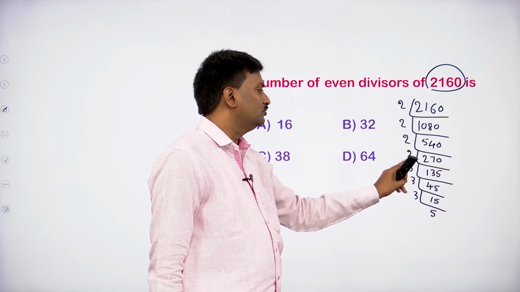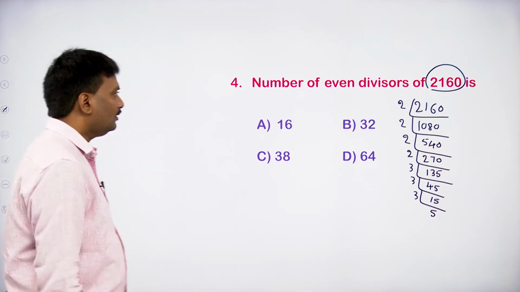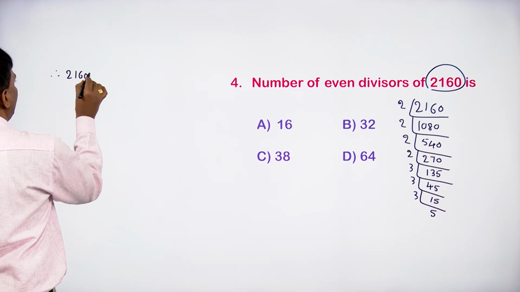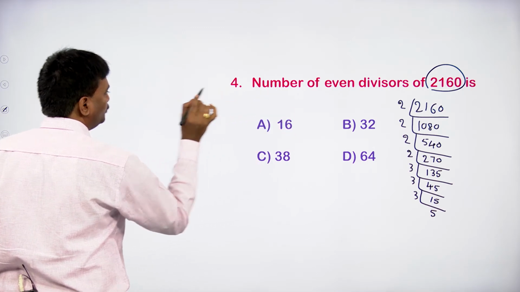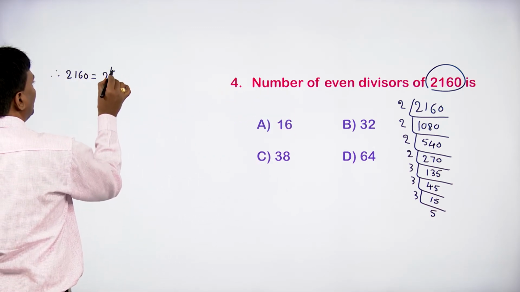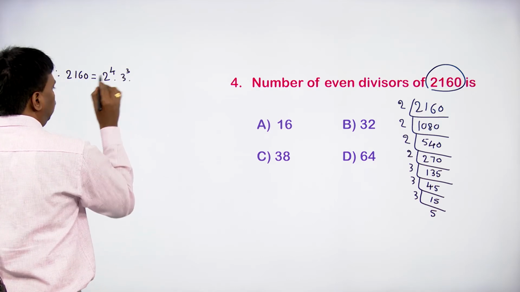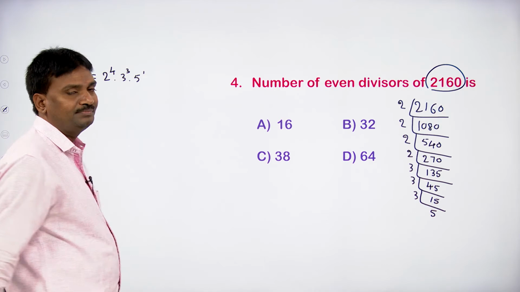2 power 4 into 3 into 3 into 3, 3 cube into 5 power 1. So therefore 2160 can be written as 2 into 2 into 2 into 2. So 4 2's are there, 2 power 4. 3 into 3 into 3, 3 3's are there, 3 cube into 5 power 1.